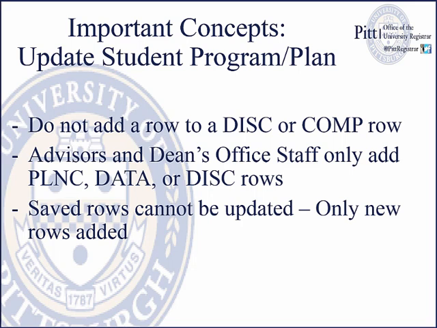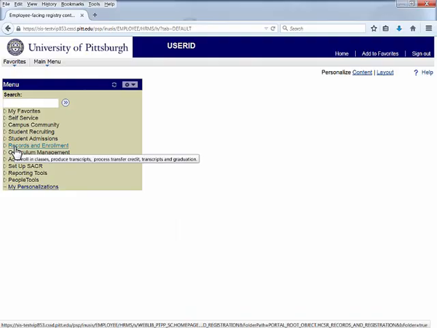Once information is entered and the Save button is clicked, you will not be able to update that row. You will only be able to add a new row. Any changes after the program plan stack record has been entered and saved will have to be made at the University Registrar's office. Let's go update some student program plan records.